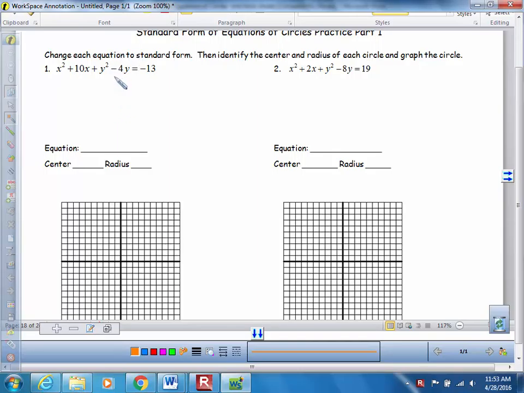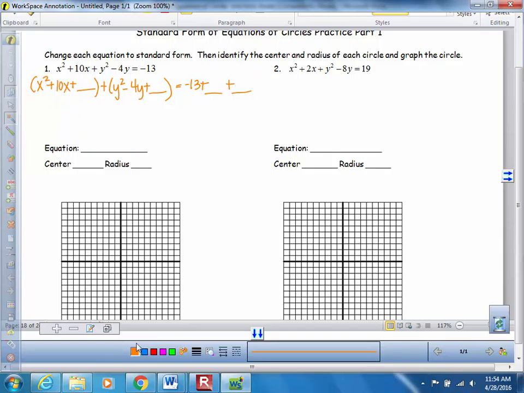In completing the square, we take all our x's and we put them together in a parenthesis. So x squared plus 10x plus blank, plus y squared minus 4y plus blank, equals negative 13 plus blank plus blank.